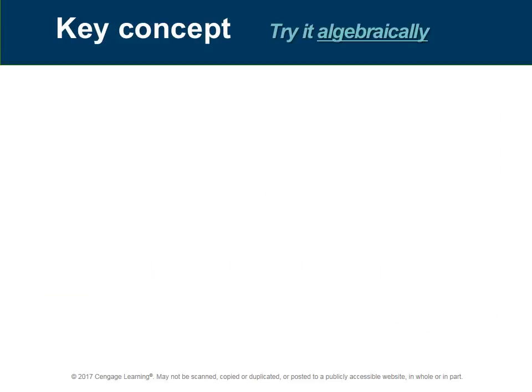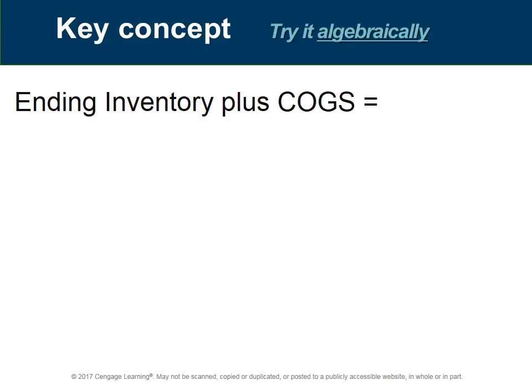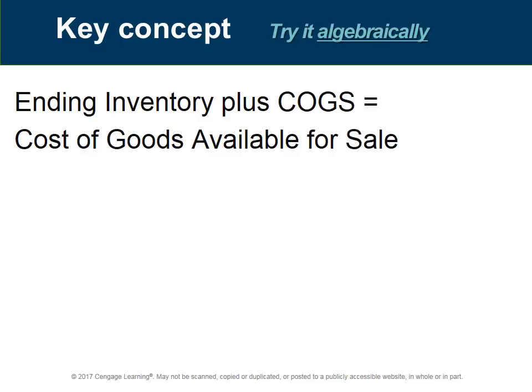Okay, so here's a key concept to help students. This again is something else that's not in your textbook, something that I have found that helps students as we go through this, and it's an algebraic equation. It says that if you take your ending inventory and add your cost of goods sold, that will tell you what you have available for sale.